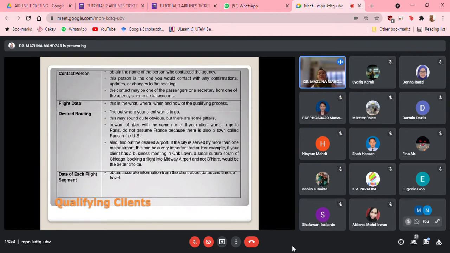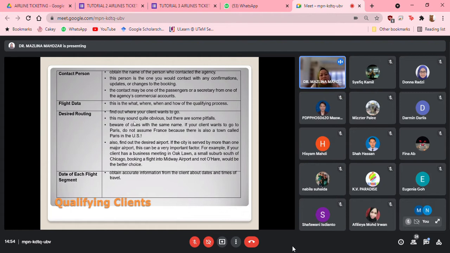And then lagi contact person. Ni pun sangat penting macam saya kata. It is not necessary that the person who calls you up is the passenger. He or she may be the secretary to a CEO or his boss, and they ask them to make the booking. So just note down who is the contact person who calls you up at the travel agent or airline to ask you to make the booking. So again, this is the person that you would contact with any confirmation, updates, changes to the booking. The contact may be one of the passengers or secretary from one of the travel agent commercial accounts.